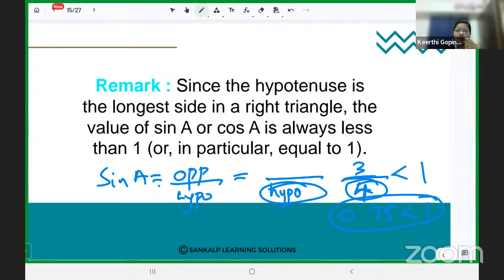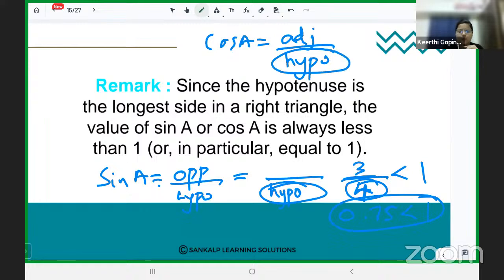So we can say that the value of sine A and cos A will always be less than 1. What is the reason? In cos A also, you can see that the denominator is the hypotenuse, and since the hypotenuse is the longest side, the numerator will always be smaller than the denominator. If the numerator is smaller, that particular fraction will be less than 1, right? So we can say that sine A and cos A will always be less than 1. Okay, now we are going to do problems.